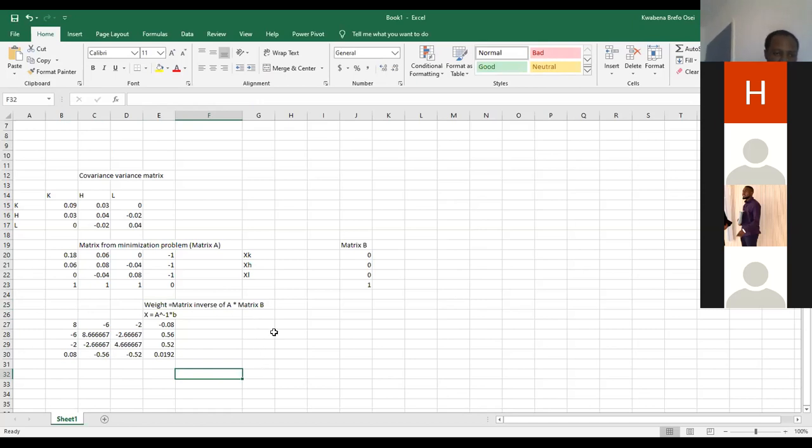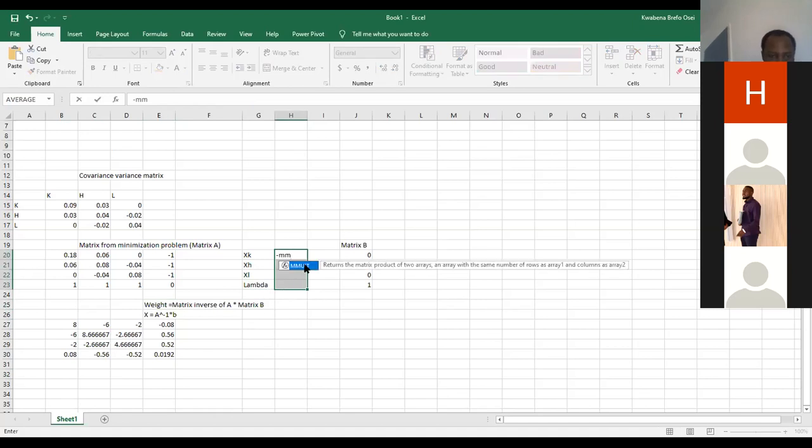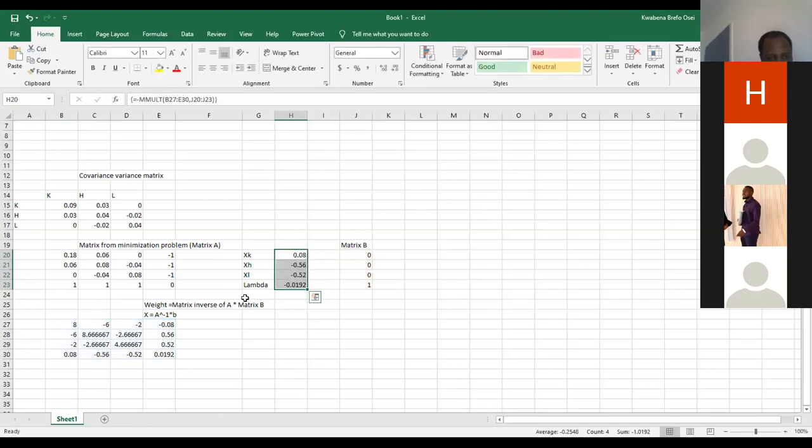Now I'm looking for the weights, right? But I have lambda also in it, so I will just say this side is lambda. So I'll come here and select these 4. Now say it's equals to matrix multiply the inverse, which is this one, comma, and this one, you close it, Control Shift Enter. I think that there's a problem with this. Let me check first, because ideally it's supposed to sum up to 1. Once it's not up to 1, it means there's a problem.